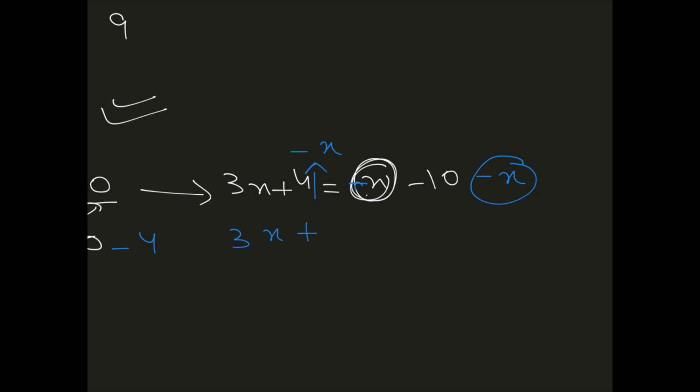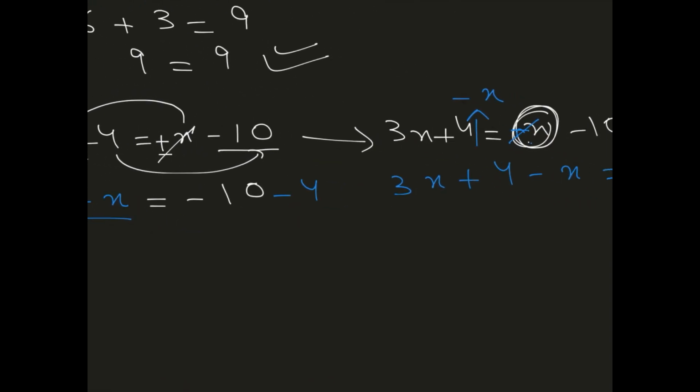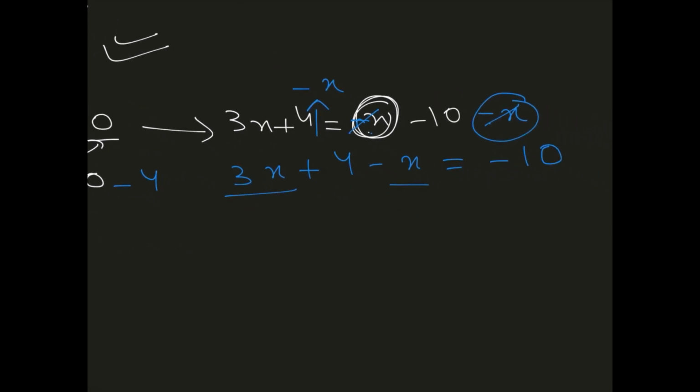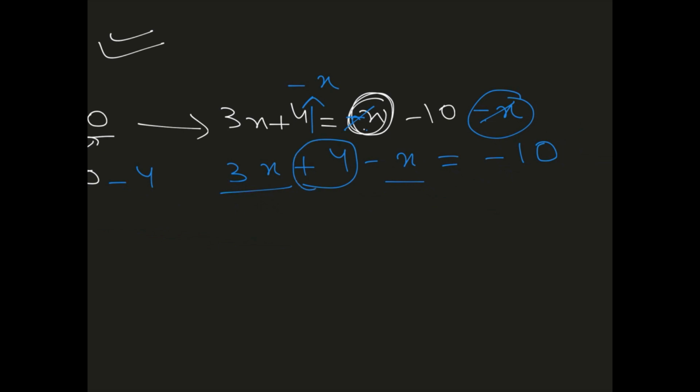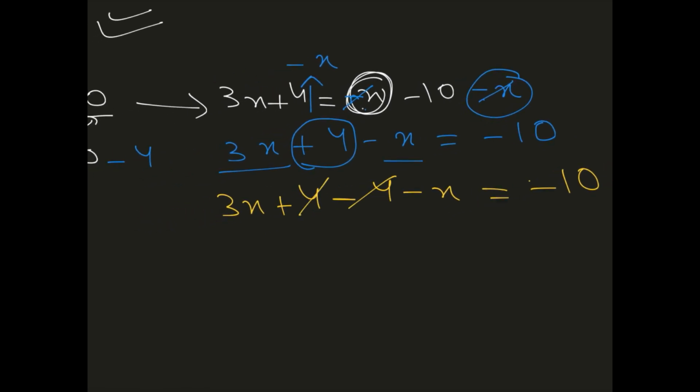So I'll have 3x plus 4 minus x is equal to positive x, negative x, they will get cancelled out, and I will have minus 10. So you see I have 3x minus x over here, and 3x minus x over here too, right? And to counteract plus 4 over here, I'll write the same number but with the opposite sign. I have to do the same thing over there. So minus 10 minus 4. So positive 4 and negative 4 get cancelled out.